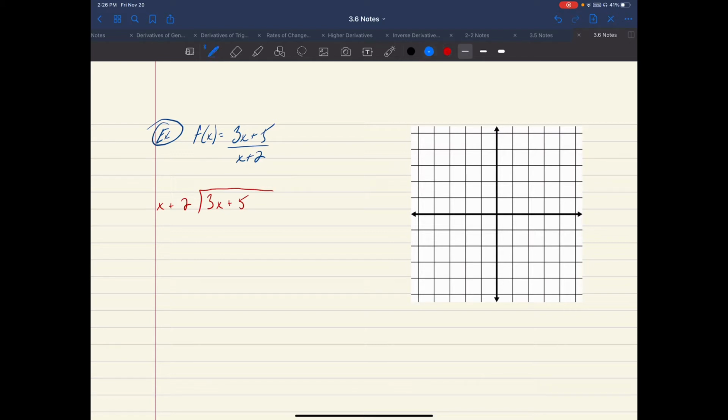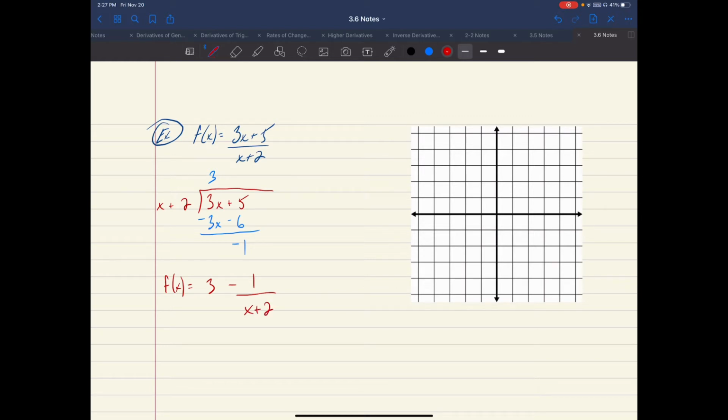So if we go through this division, 3x divided by x is 3. Multiply it through, flip the sign. 3 times 2 is 6, and then you flip the sign. This is a remainder of negative 1. So if I rewrite this whole thing, f of x equals 3 minus 1 over x plus 2.